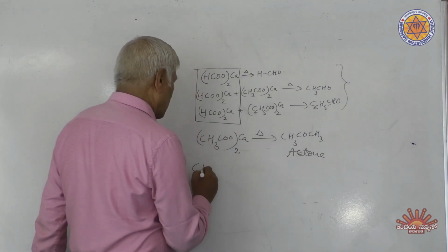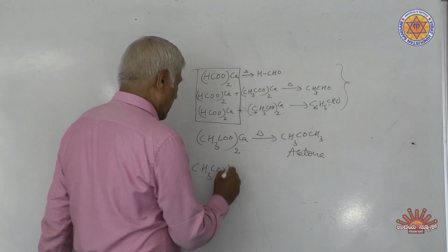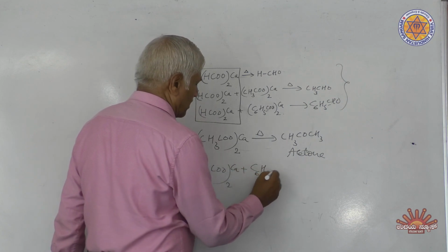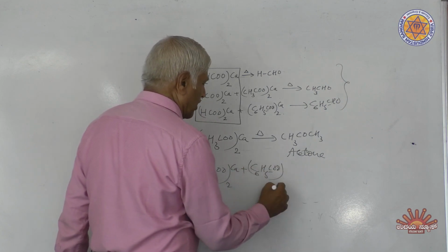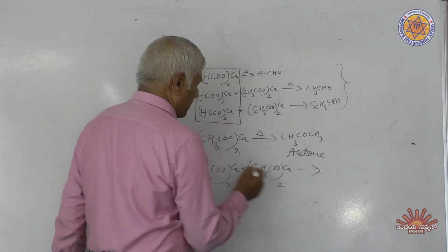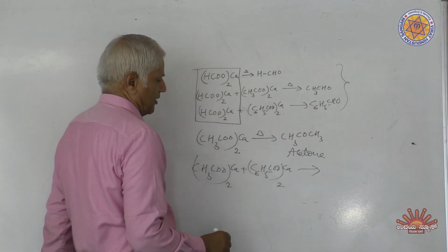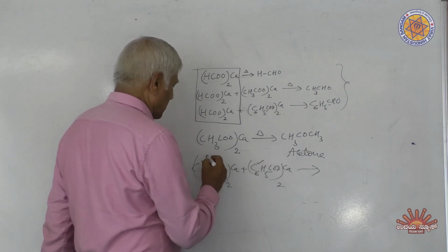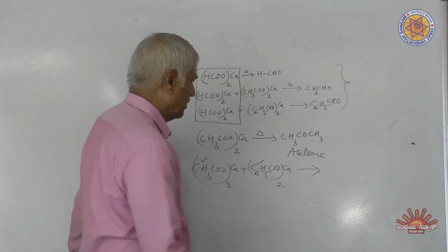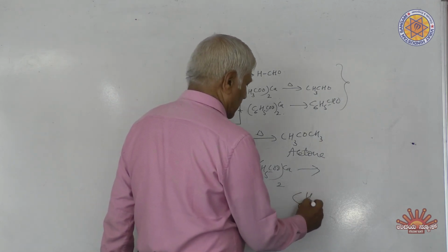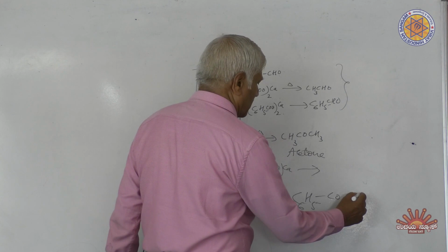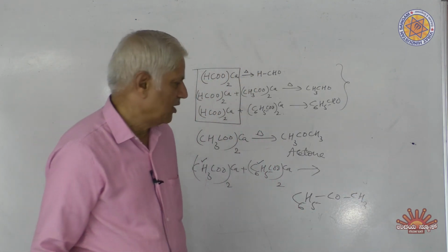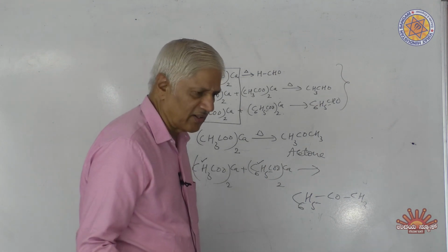Suppose you use a combination of these two, calcium acetate and calcium benzoate. You don't get an aldehyde because there is no calcium formate on the left side. You are bound to get a ketone. Remember, a ketone having C6H5 and CH3 both. So it should be C6H5COCH3. Acetophenone. Yes, acetophenone we have not given like this.